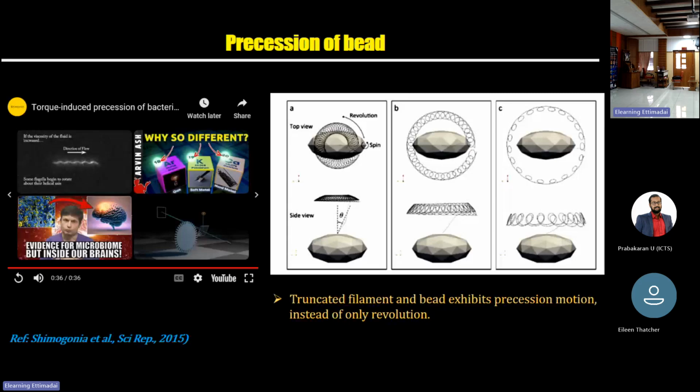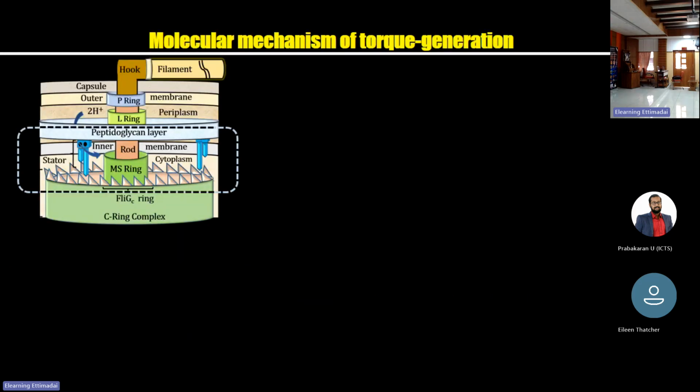according to the traditional concept, the BFM is rotating and that's why the bead is rotating. Due to the rotation of the BFM, you can observe the spinning motion of the bead. But why can you also see the revolution motion? Why is it happening? You can describe it with hydrodynamic theory or vector theory, but now I can explain the molecular mechanism of torque generation.